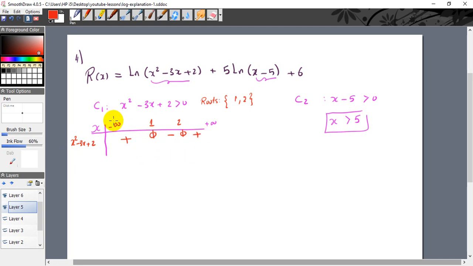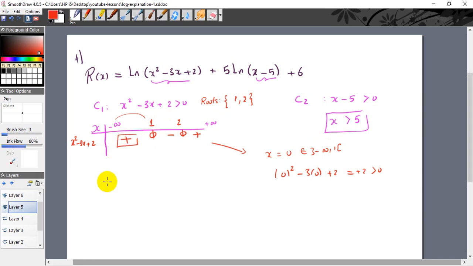Now, if you have any difficulty remembering the sign, you may try a value between minus infinity and 1, replace it in x squared minus 3x plus 2. What is the value that we obtain? We take its sign. For example, if I take x equals 0, which is in the interval minus infinity, 1, we replace and get 0 squared minus 3 times 0 plus 2. The answer here is plus 2. This is positive, so the sign here is positive, and similarly for the interval 1, 2, and the interval 2, plus infinity, if you don't know how to determine the sign.